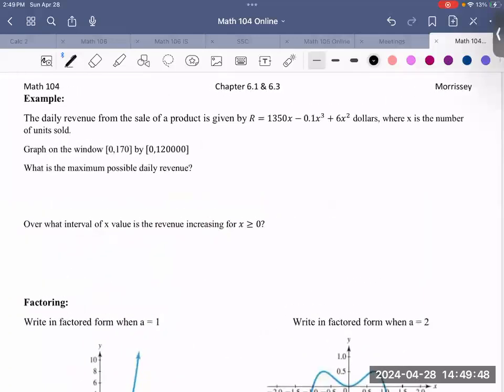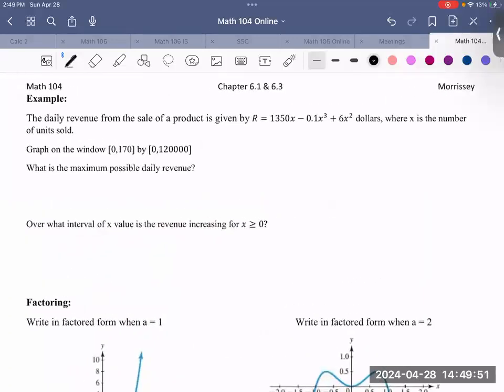Now let's take a look at an example. It says the daily revenue from the sale of the product is given by R equals this equation, in dollars, where x is the number of units sold. So graph on a window, and they're giving us the window. This is a very, very large y window, so be super careful to keep track of all of those zeros. You might want to consider changing the steps, the scale. We want to know the maximum daily revenue, and also the interval of x where it is increasing.